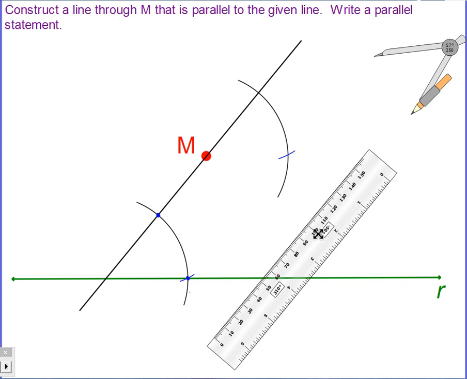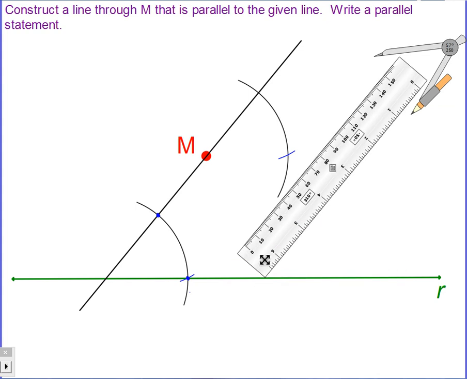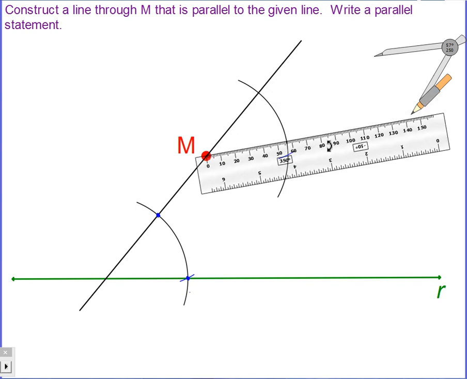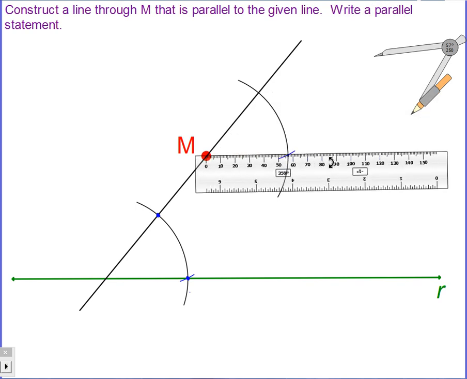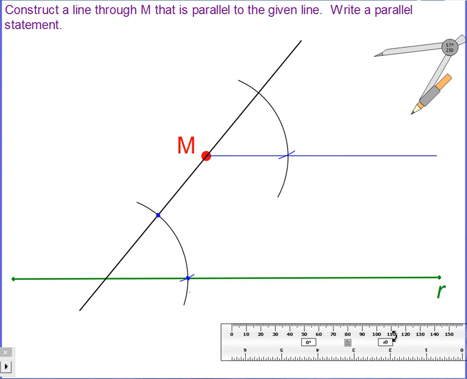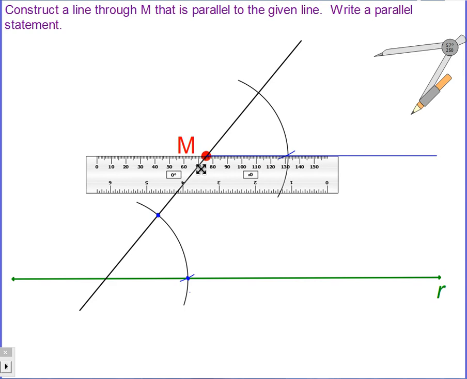So what we have just done is we have basically copied this angle and made a line that's parallel. I could have extended that a little further. Let's see if we can extend it further.